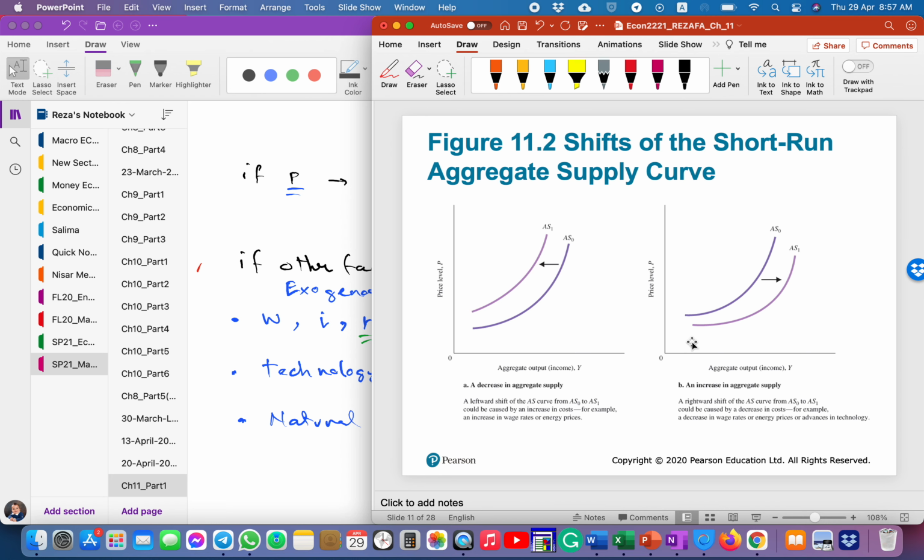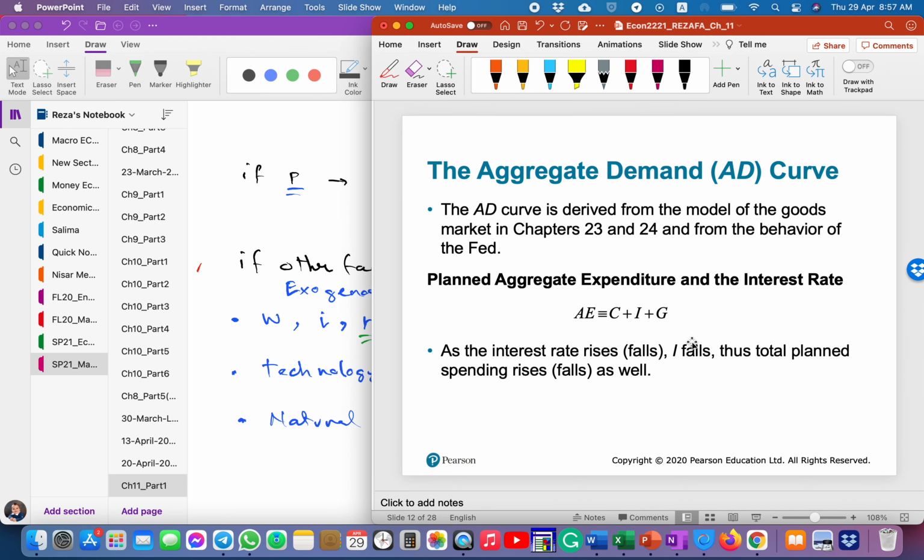Okay, so we have explained everything about the aggregate supply. Now we move to the aggregate demand. That is going to be the next video.